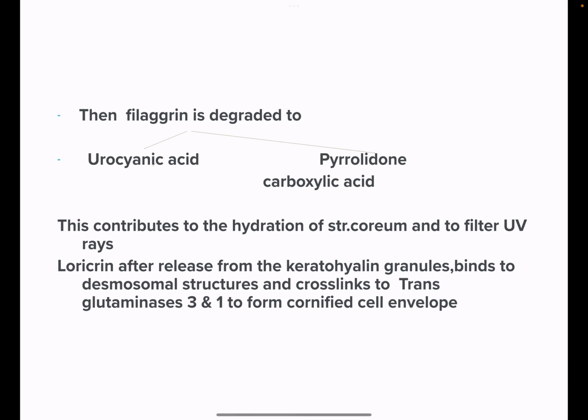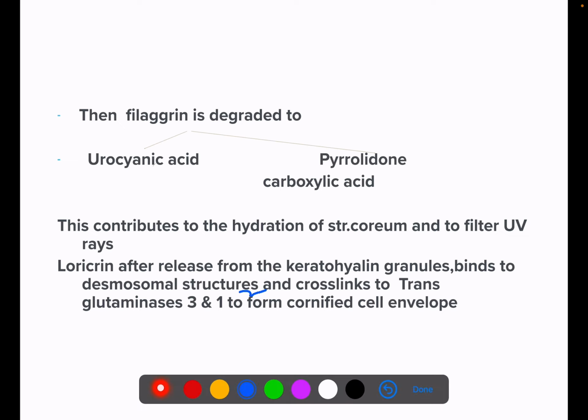Now, filaggrin is degraded into urocanic acid and pyrrolidone carboxylic acid. This contributes to hydration of the stratum corneum and filters the UV rays. Loricrin, after release from the keratohyalin granules, binds to desmosomal structures and crosslinks to transglutaminase 3 and 1 to form the cornified cell envelope. Then this cornified cell envelope is essential for TEWL.